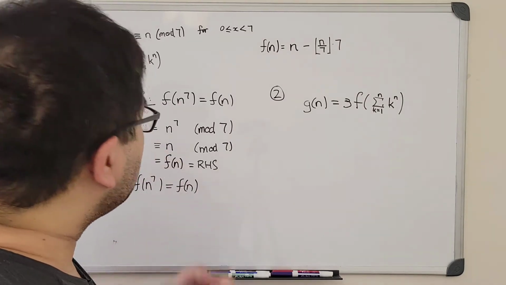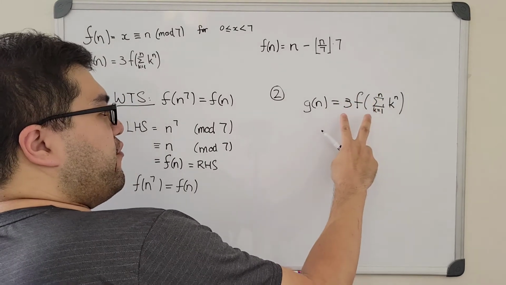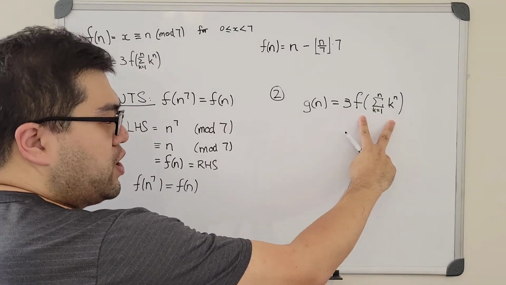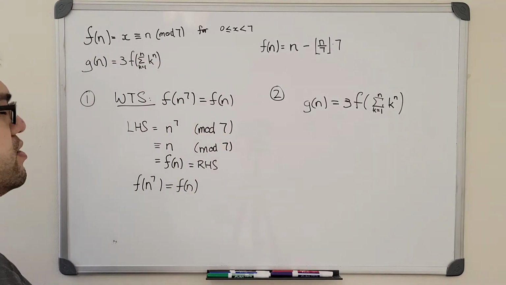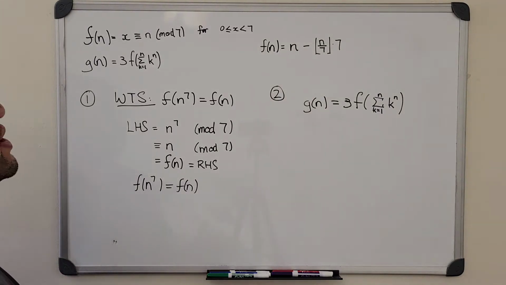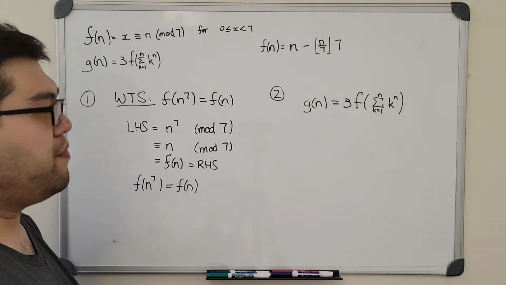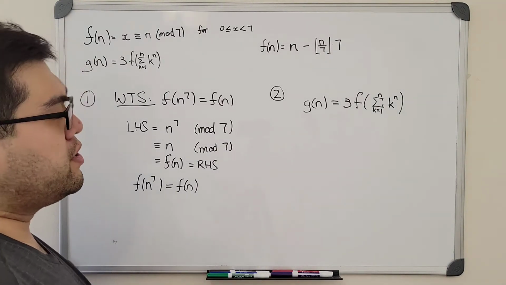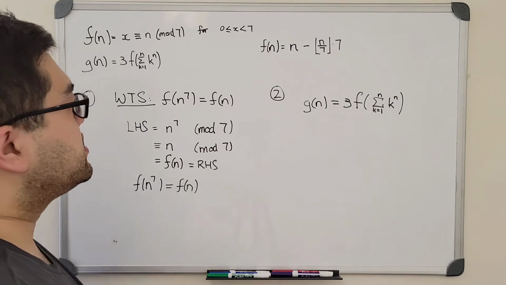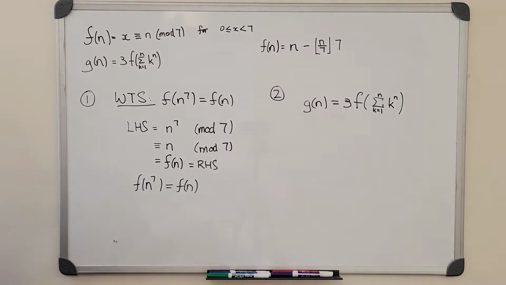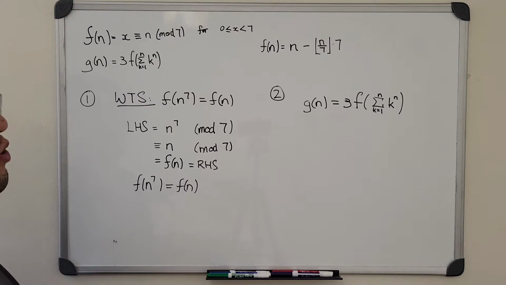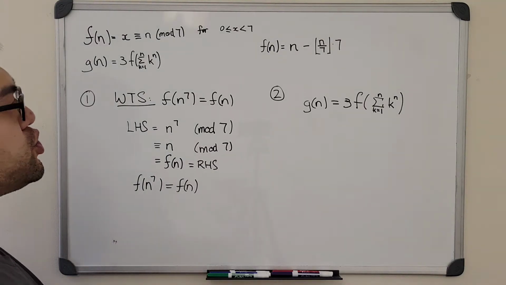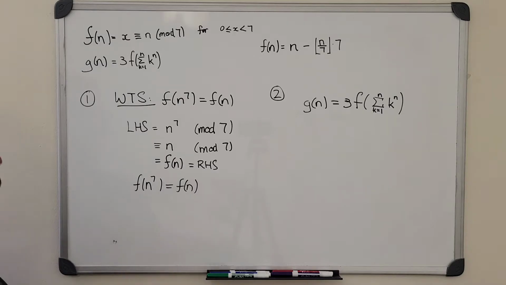So keep in mind, g of n is actually a function that's based on f as well. If we look back at the definition of f of n, we see that there are only 7 different values that we can get for f of n, which are 0, 1, 2, 3, 4, 5, and 6. Keep in mind, 7 is not a valid answer for f of n because when we talk about the remainder, it has to be strictly less than the number that we're dividing by.